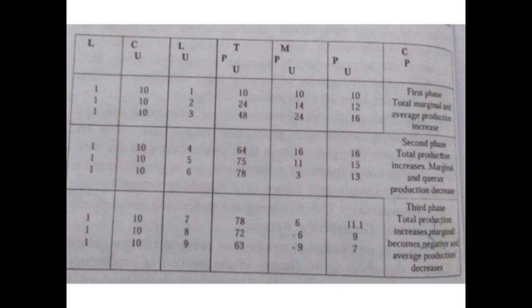Listen to it thoroughly, dear students. Suppose in 1 acre land, 10 units of capital are kept constant and the units of labor are increased gradually. So we are keeping land and 10 units of capital as constant factors, and the units of labor are increased gradually. We are changing the number of laborers. Here, land and capital are constant factors. There is no change in the proportion of land and capital.